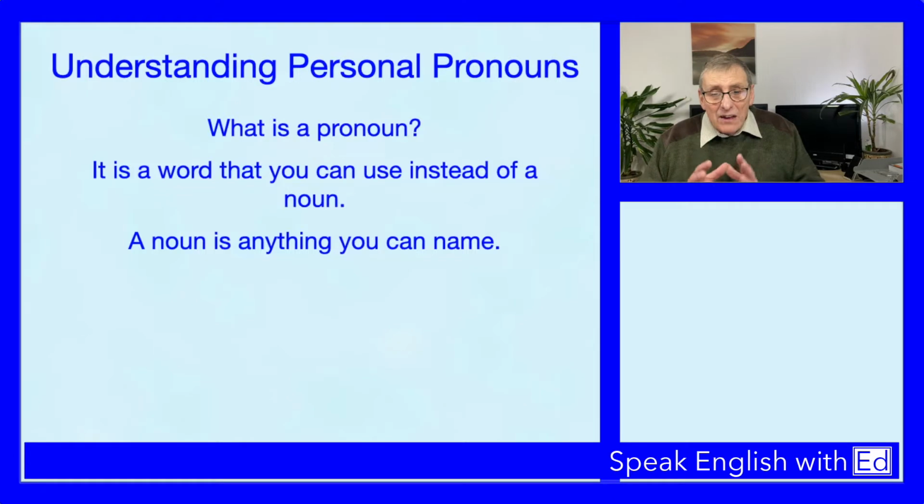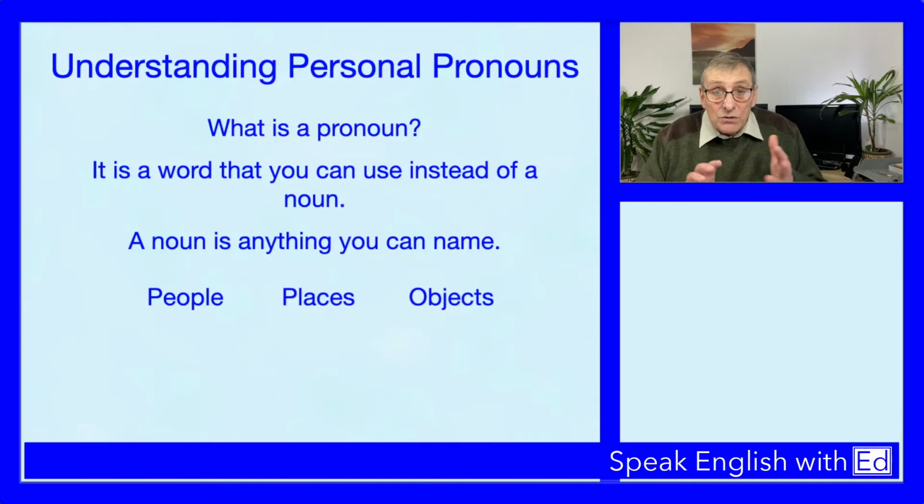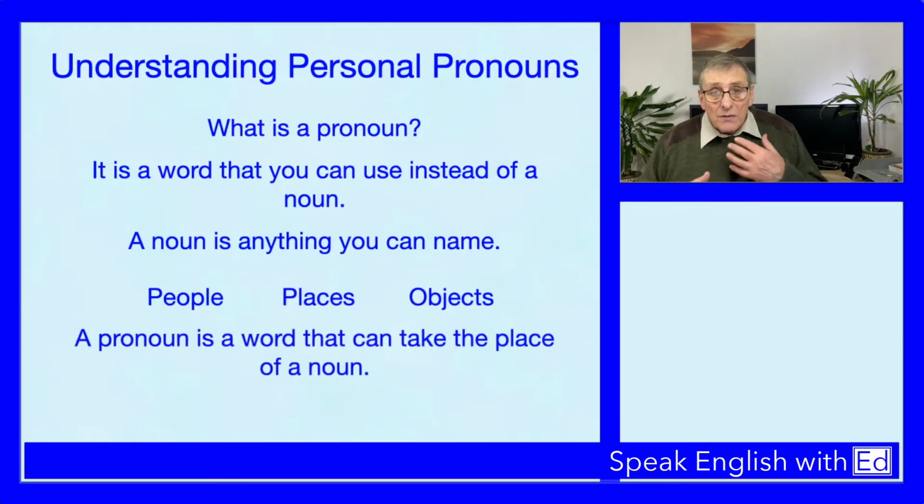Now, a noun is anything that you can name. If you can put a name to it, you've got a noun. So, people, places and objects are all nouns, and once you've established what the noun is, then you can use a pronoun later on, further down the line.